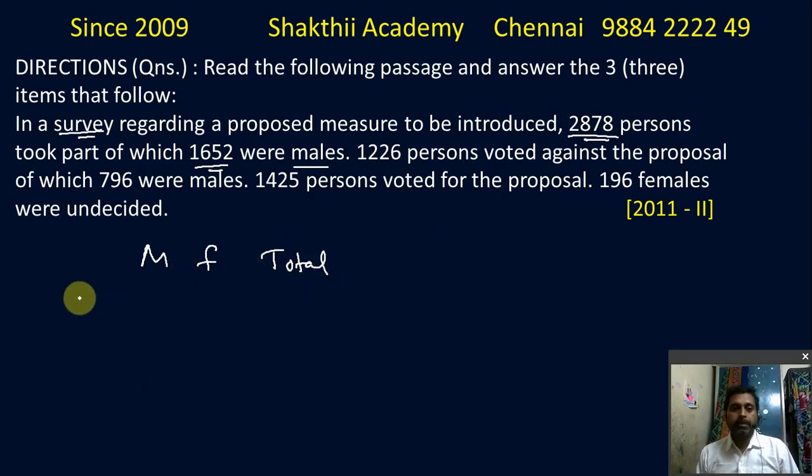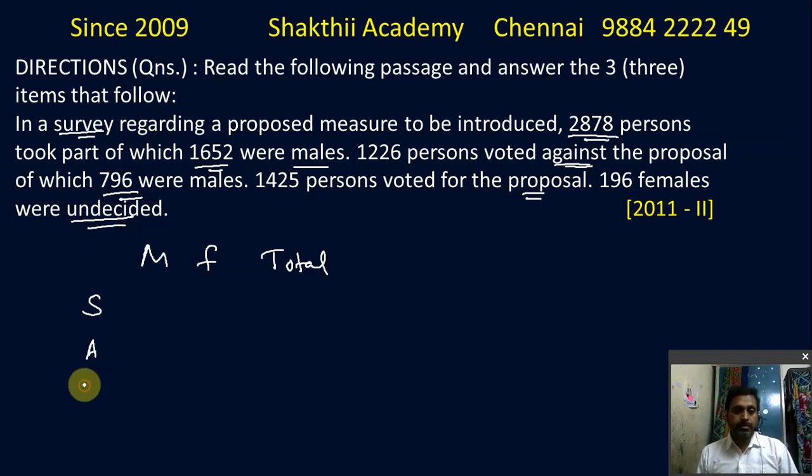Similarly, people who support this survey, people who are against the survey, because normally when you take a survey they will support or they will be against. 1,226 persons voted against the proposal, of which 796 were male. It is also given that 1,425 persons voted for the proposal, that is, they are supporting the proposal. 196 female were undecided. Here they are including one more term, undecided, that is the people who don't want to say their opinion. They are neutral, because they are not supporting and also not against.